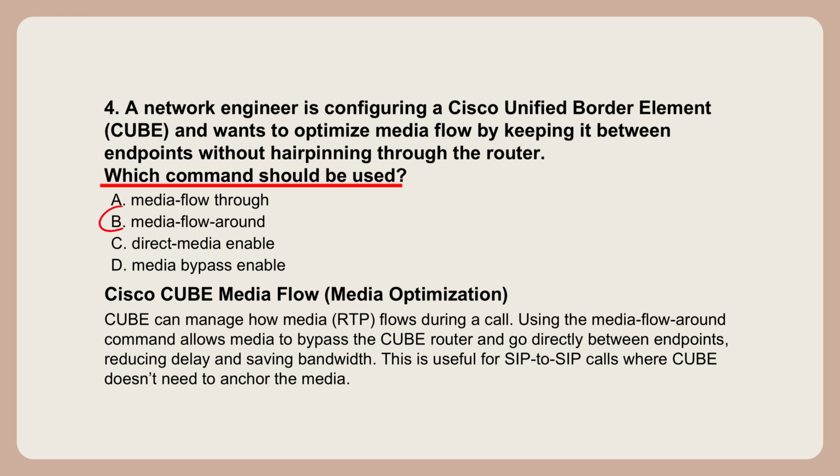Okay. And media flow through? That forces all media to pass through the CUBE, always, even if the endpoints could talk directly. So media flow around is generally better for performance, less latency, less load on the CUBE. Generally, yes. If the network path allows for direct media, media flow around reduces latency, saves CUBE processing power, and often leads to better call quality. It's a key command for optimizing how media is handled. Got it. Like letting traffic take the direct highway instead of forcing everyone through a central checkpoint. Yeah. The main point for CUBE configuration: use media flow around to streamline media paths where you can.